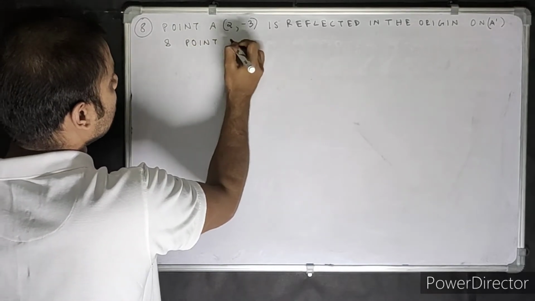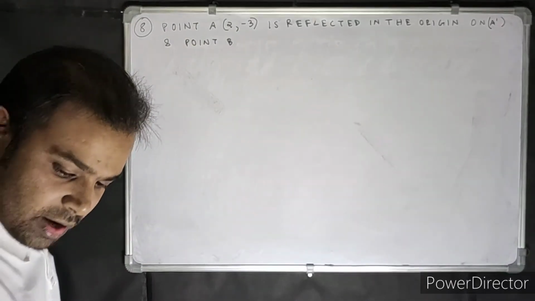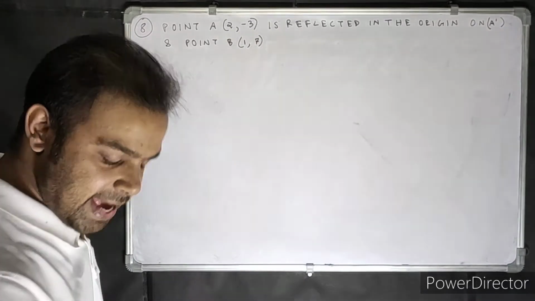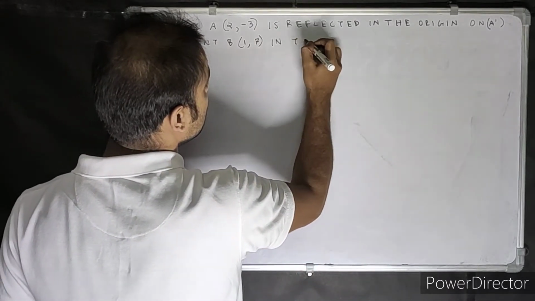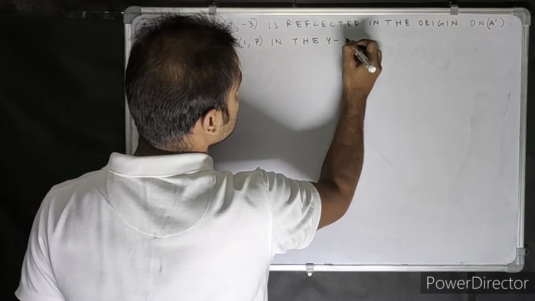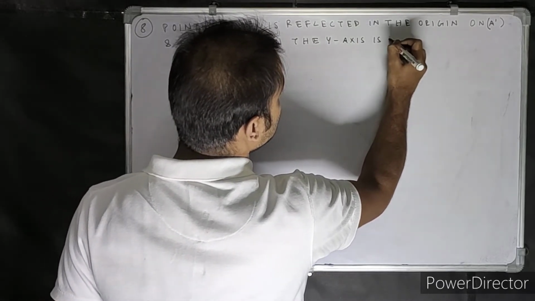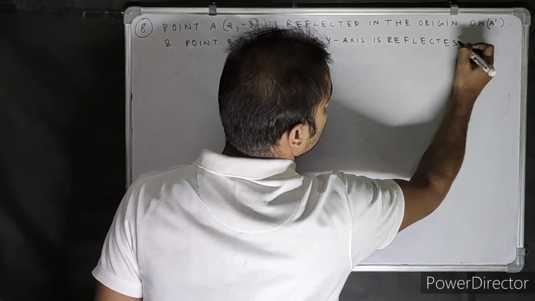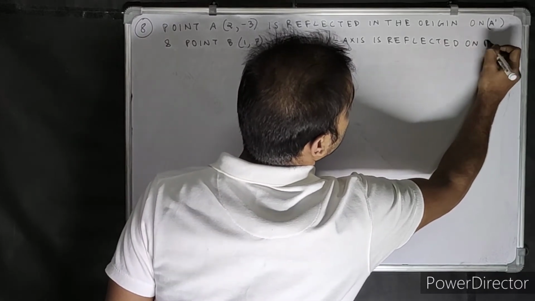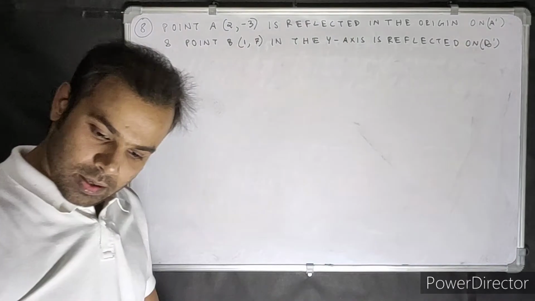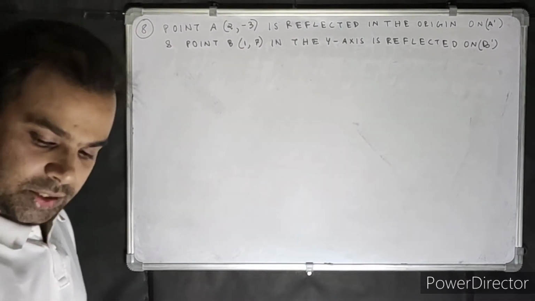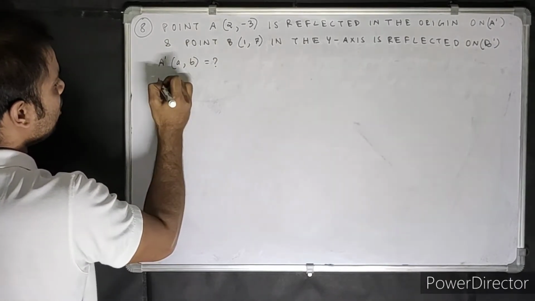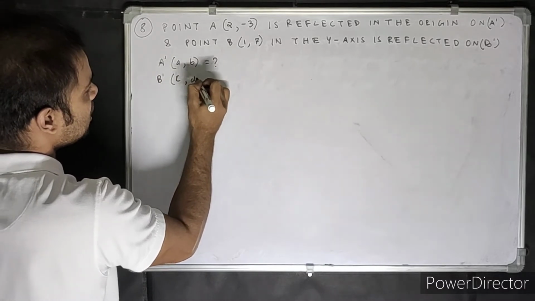Okay, the point A is reflected on A dash in the origin, and point B, which is 1 comma 7, in the y-axis is reflected on B dash, right? You have to find the coordinate of A dash, let's say A comma B. Then you have to find the coordinate of B dash, let's say C comma D.